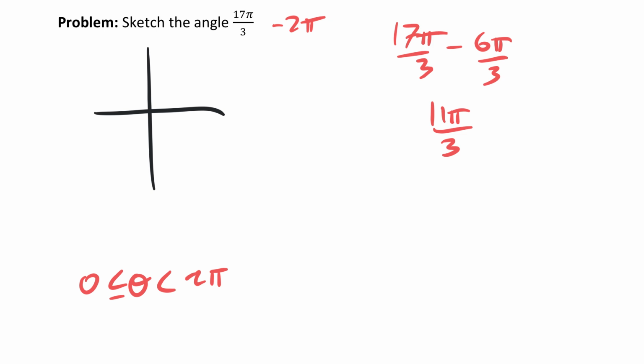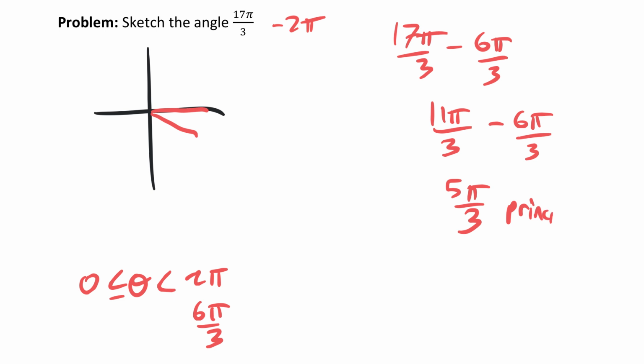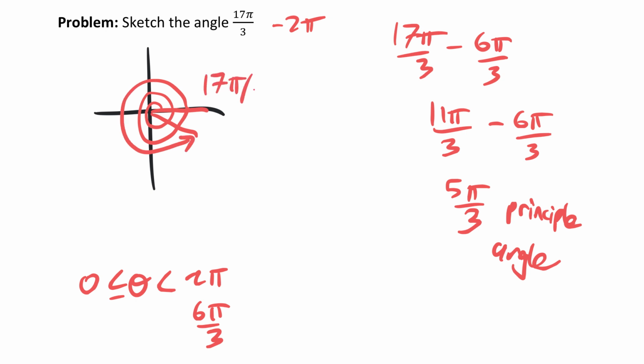And in this case, 2 pi, if we write it as a fraction, is 6 pi over 3. 11 is more than 6. So we got to subtract again. Let's minus off another 2 pi or another 6 pi over 3. That's going to give us 5 pi over 3. All right, that's the angle I'm looking for. Let's go ahead and sketch the principal angle. This is again our principal angle. Let's sketch that, and then let's include the 2 revolutions. So 1, 2, and then my principal angle. This would represent 17 pi over 3.